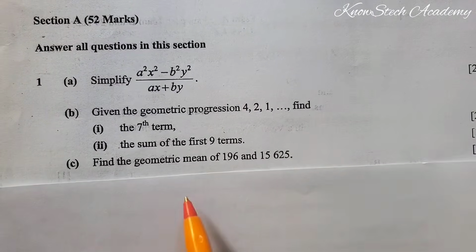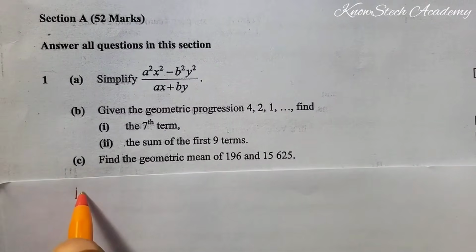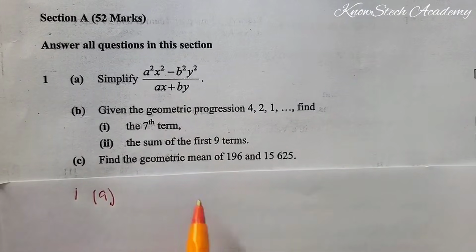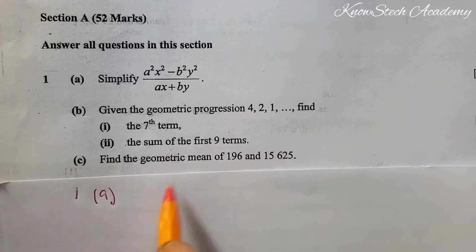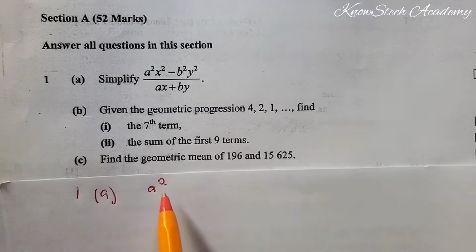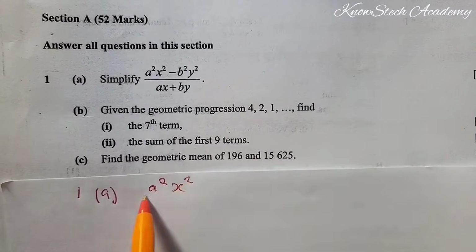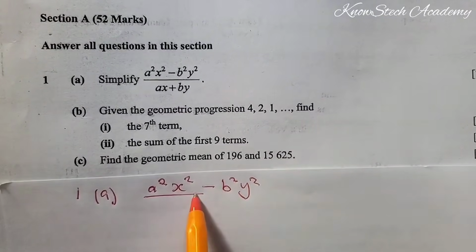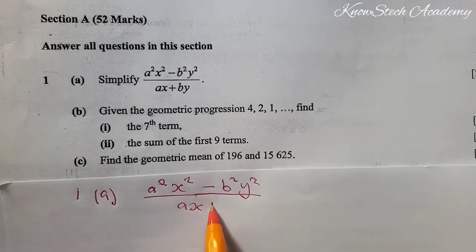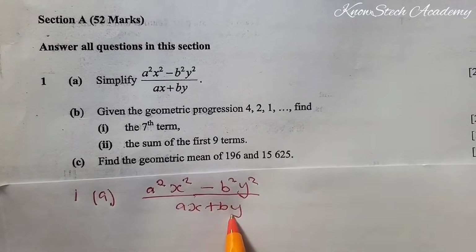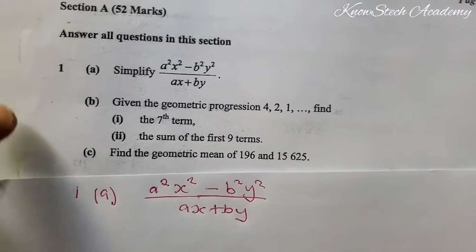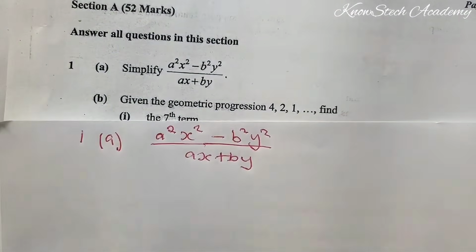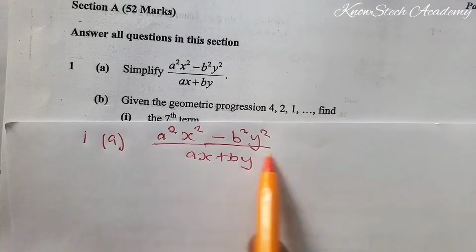So the first one is an algebraic question. This is question 1A. In this question we are told to simplify: a squared x squared minus b squared y squared over ax plus by. Such questions you need to be very careful with, because if you look carefully, we only have one term, and that term is divided by this.